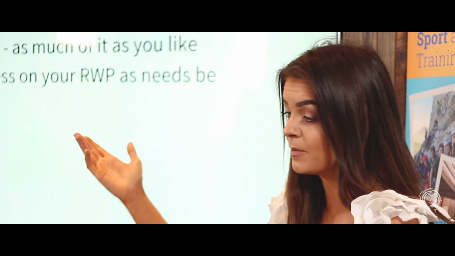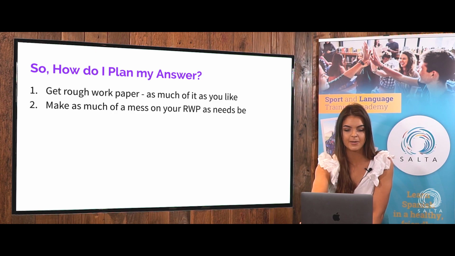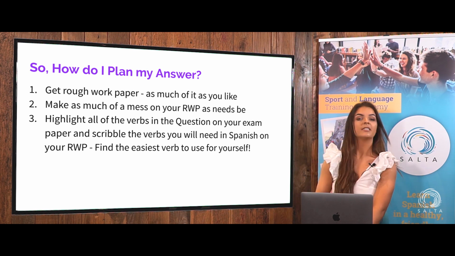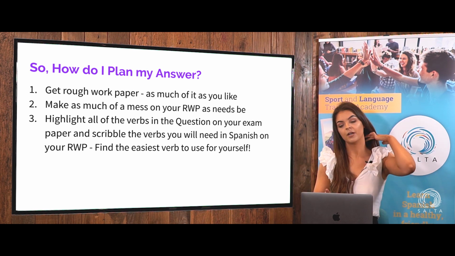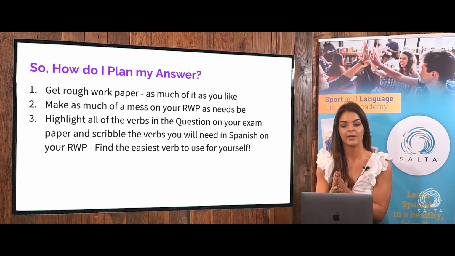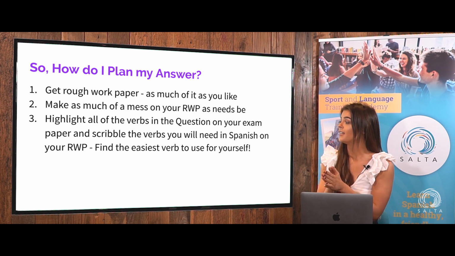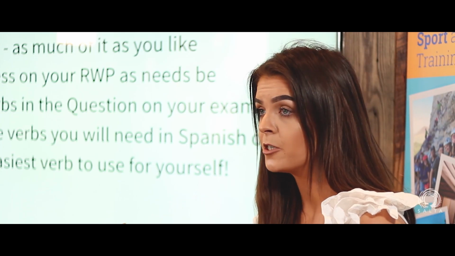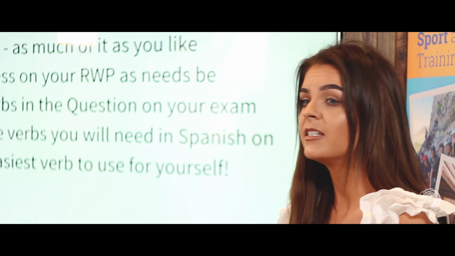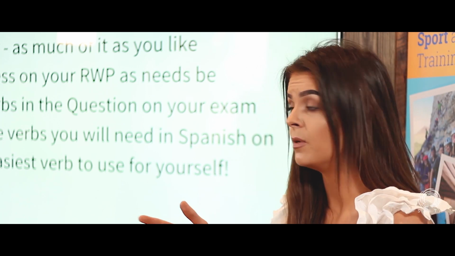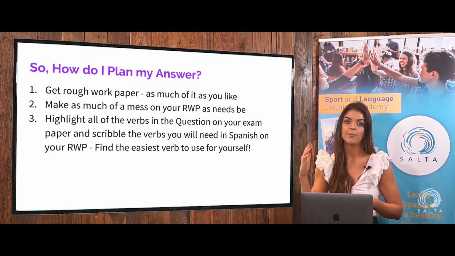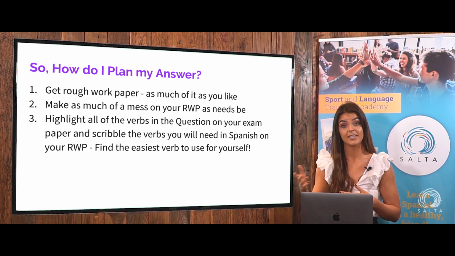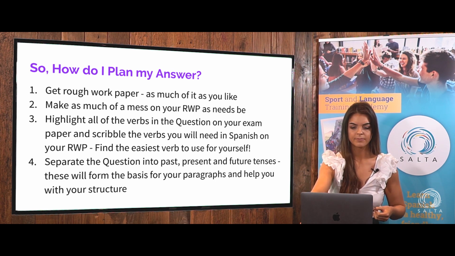Rough work paper, that's where you're going to make your mess. Make as much of a mess on your rough work paper as needs be. So first thing then, once you have your paper, you're going to highlight all of the verbs in your question on your exam paper. And then you're going to scribble those verbs in Spanish on your rough work paper. Find the easiest verb to use for you. Don't try and use the most complicated verbs because often that's how you lose marks. Stay simple, stay true to yourself, use the easiest verbs, get the best marks.